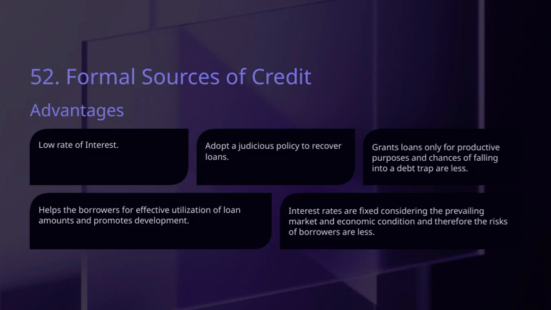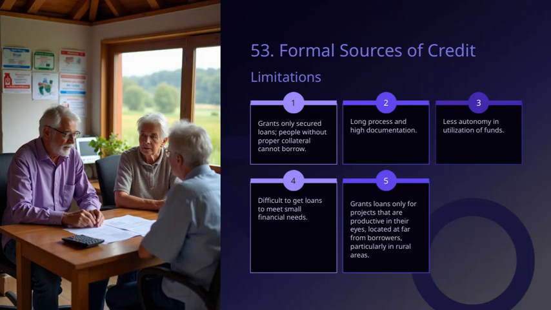When we look at formal sources of credit, there are some clear limitations we should be aware of. First, there's often less autonomy in how the funds can be used. This means borrowers don't have much flexibility to decide how to allocate the money for their specific needs. Next, many grants and loans are only available for projects that are considered productive by the lenders, and they tend to favor locations far from the borrowers, especially in rural areas.